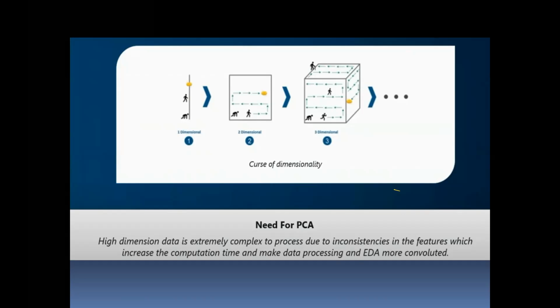High dimensional data is extremely complex to process due to the inconsistency in the features, which increases the computation time and makes the data difficult to process, and we have to do some EDA on the convoluted data. EDA is exploratory data analysis. We have to do data analysis for that particular data, if it is too bulky, right? So this is the reason why PCA comes into the picture.